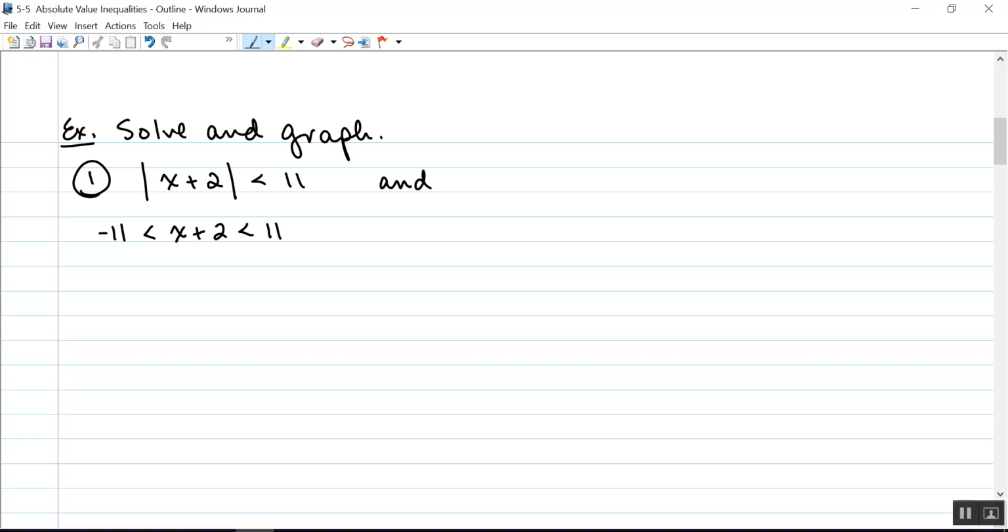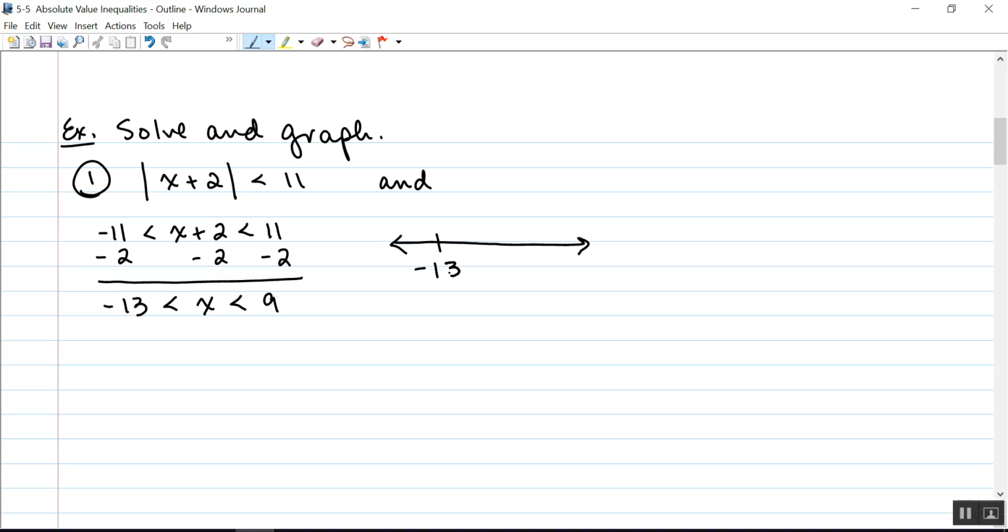Now we just solve this. Notice it looks like an and inequality that we saw in the last section. So my goal is to get x in the middle all by itself. So I'm going to subtract 2 from each part. So negative 13 is less than x, which is less than 9. And then to graph that, I'll have a negative 13 and a 9. Open circle on those two numbers and draw the line in between. So my less than turned into an and.